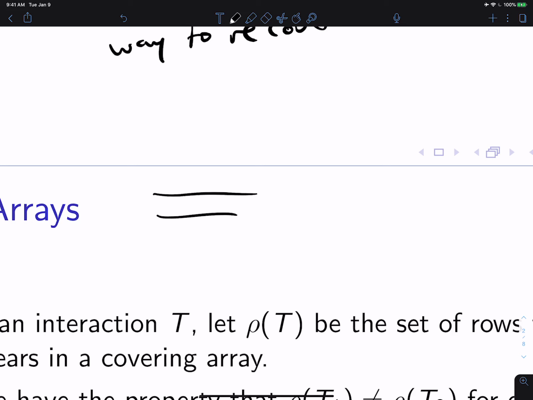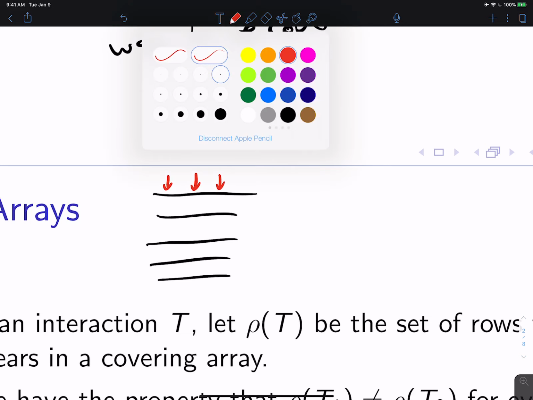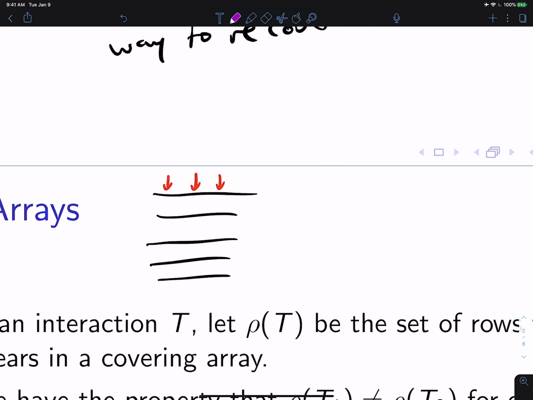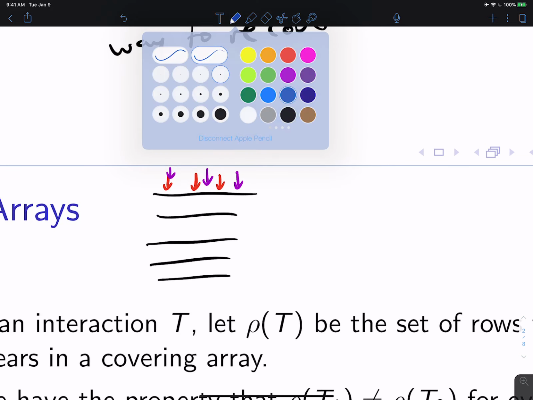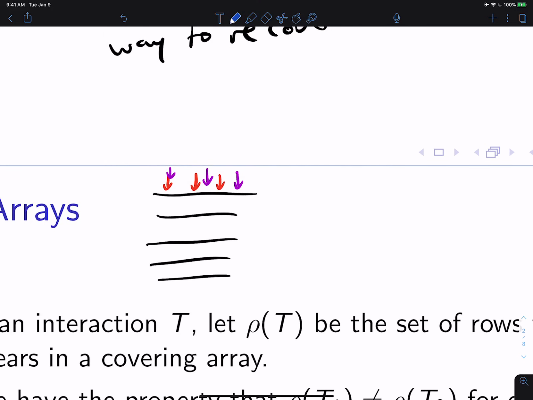So let's just say we have 5 tests again, and let's say that we have an interaction with these 3 columns and an interaction with, let's say, this column, this one, and this one. And what I'm going to do in blue right here is highlight which rows these 3 interactions appear in. So let's say that they appear in this row, and then they appear in this row.